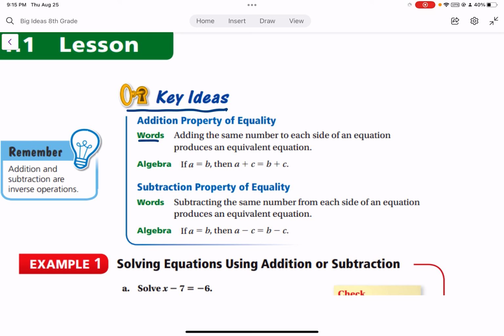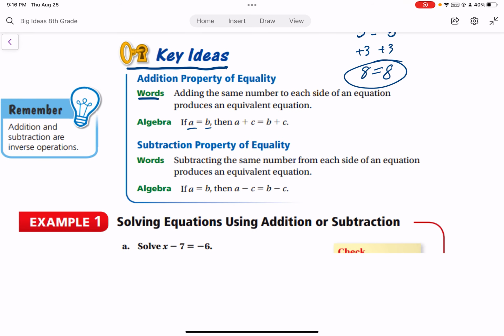And when they put this into words, they say adding the same number to each side of an equation produces an equivalent equation. So if we look at the equation they have down here, A is equal to B. So if we said 5 is equal to 5, and we add some number C to both sides, whether that's 3 or whatever, we get 8 is equal to 8, which is still a true statement. So what we do to one side, we have to do to the other, especially when it comes to addition.